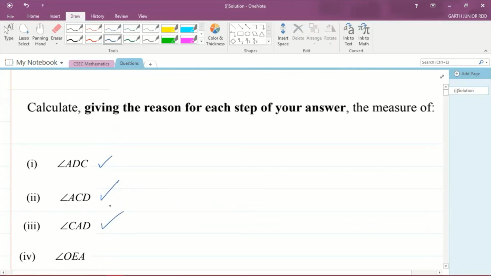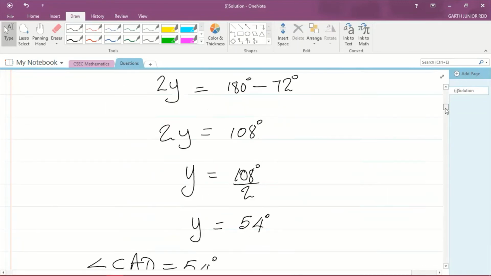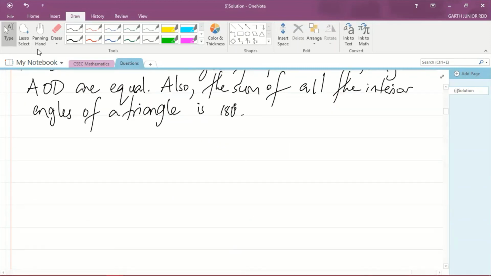Let us now do part 4, which says that they want the angle OEA. So part 4, let's just write it down here. Part 4 solution.